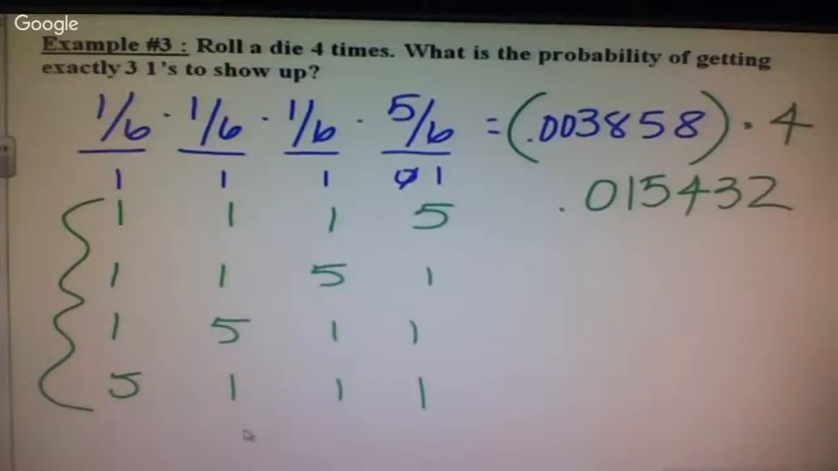There is another way to fix this and not have to worry about making sure I multiply by 4. What we use is what we call the binomial probability formula. This tells you you need to use combinations. So I've got 4 slots and I want 3 of them to be exact.